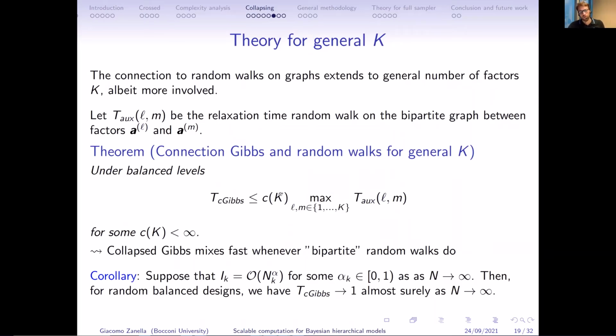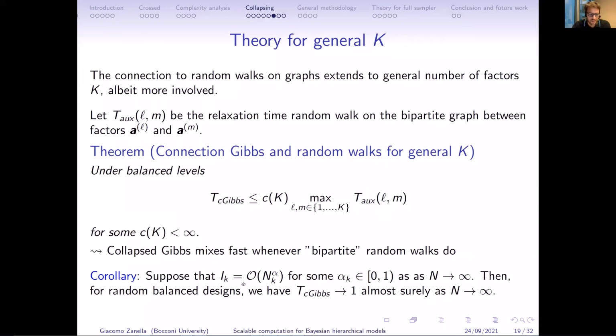So in particular, we have a bound where we have a function of K, which is the number of factors, and this C of K can grow as fast as, say, K squared. So in general, it's not tight, but it's useful for moderate values of K, times the worst case relaxation time of the auxiliary random walk. So you still get this connection. Before there was more or less an equality there. Now you have a bound. But what it implies is that if you have, again, random designs with a general number of factors, you still get the blessing of dimensionality, which is, again, something that we observe in practice.